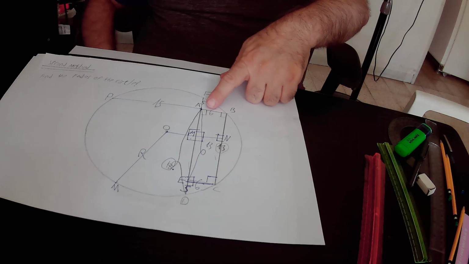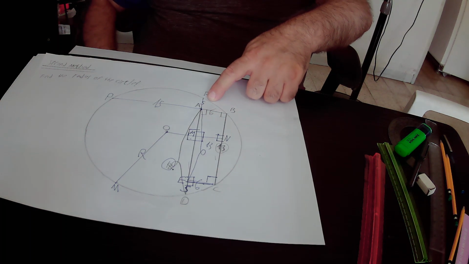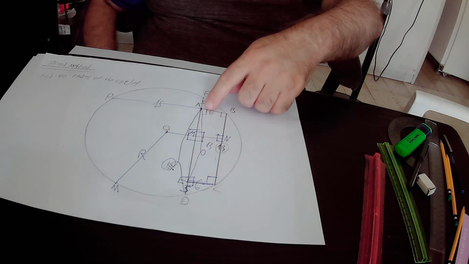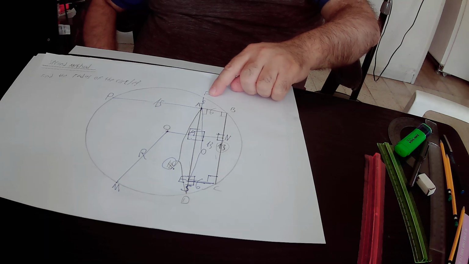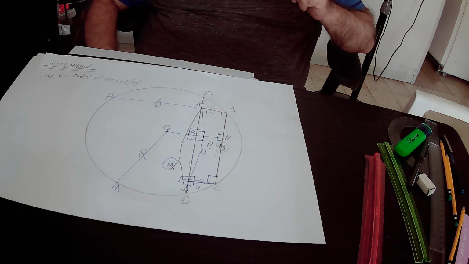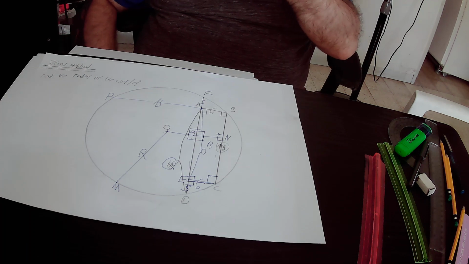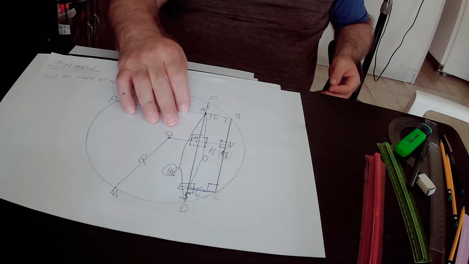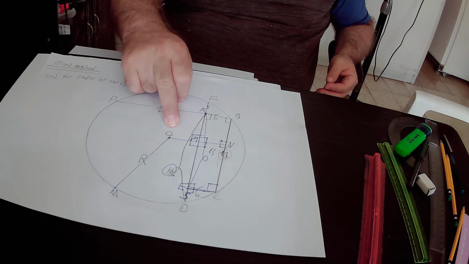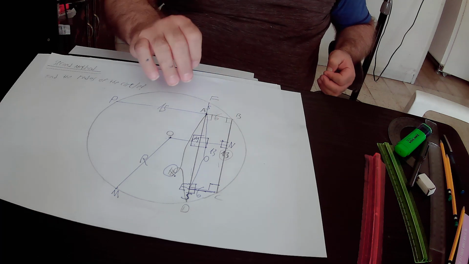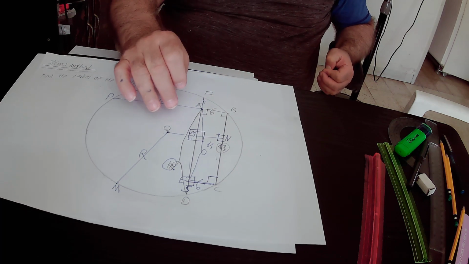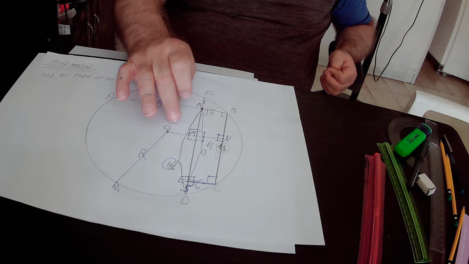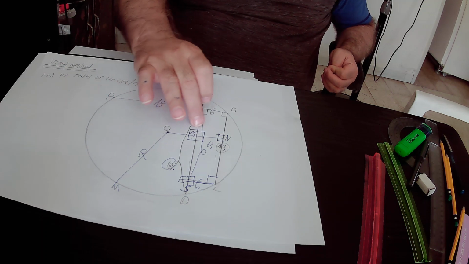we extended chord DA until it touches the circle at point F. Okay? And then we have here, from the center of the circle, a perpendicular to BC. But here ON is perpendicular, so ON is absolutely a straight line.